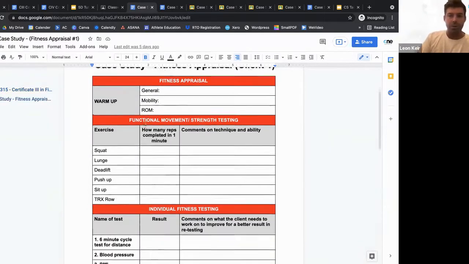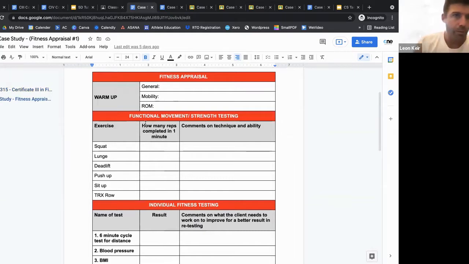So this is what you would have in front of you before you do a fitness test with a client, or fitness testing session with a client, to kind of go through it. So to start off, obviously it's really important to warm our clients up before we do any fitness testing with them. So you have to put down a general warm up.